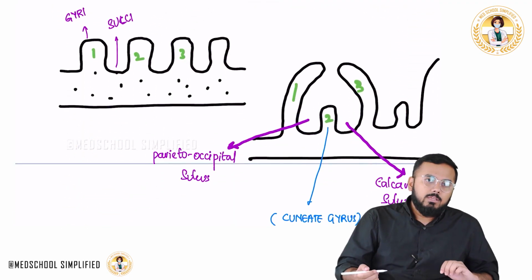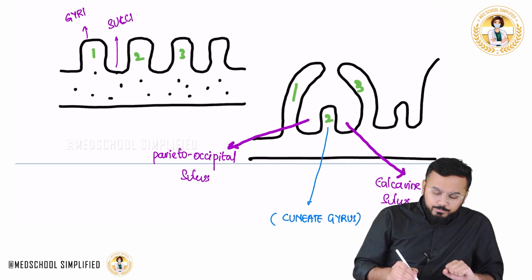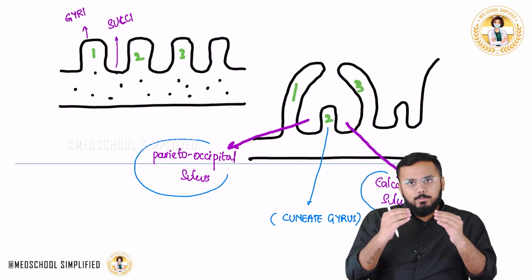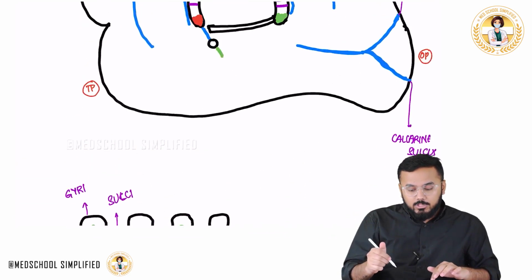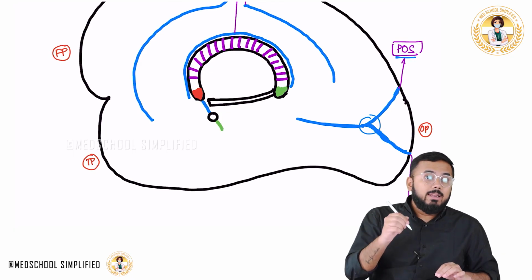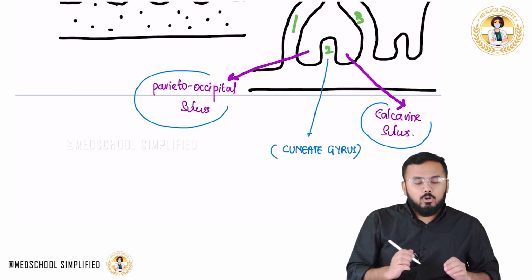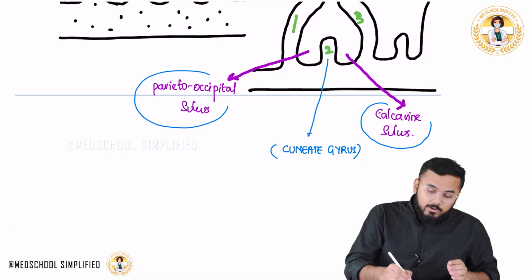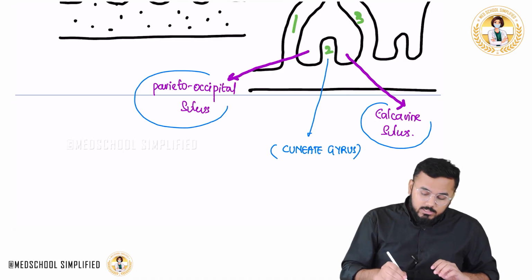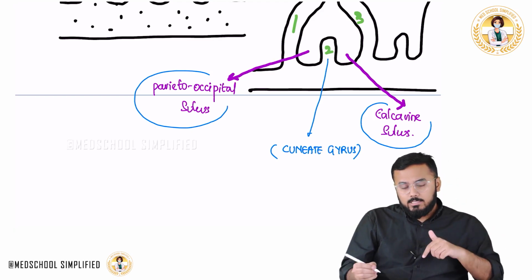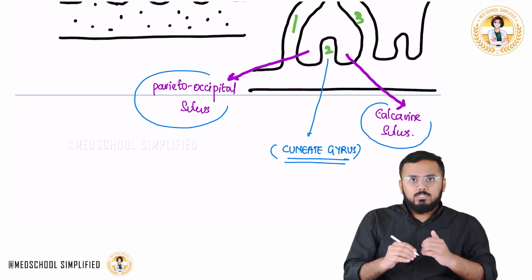So what is happening here? Parieto-occipital sulcus and calcarine sulcus, are they both attached with each other? In this picture you can see that both of them are attached at this point, but in reality these two are not attached with each other. How? Because these two are separated with the help of number 2. What is this number 2? Cuneate gyrus.